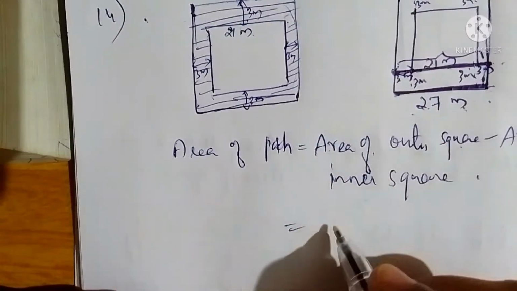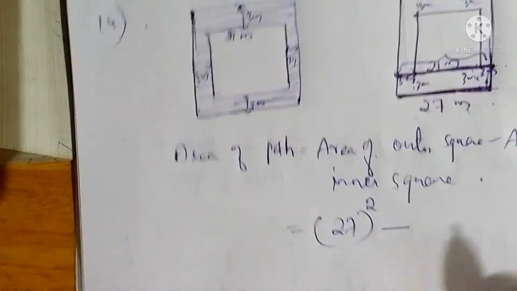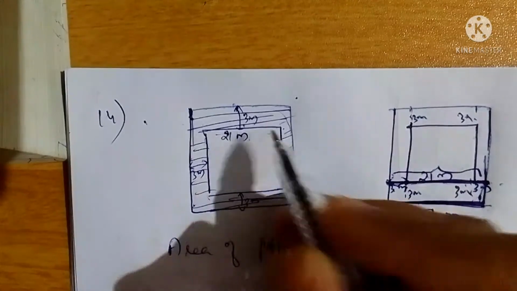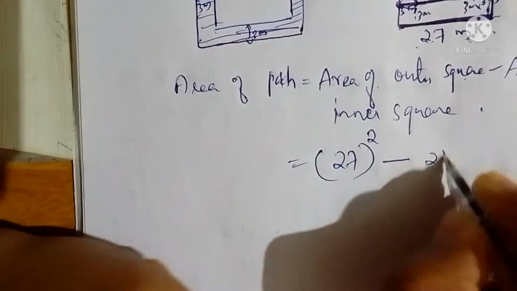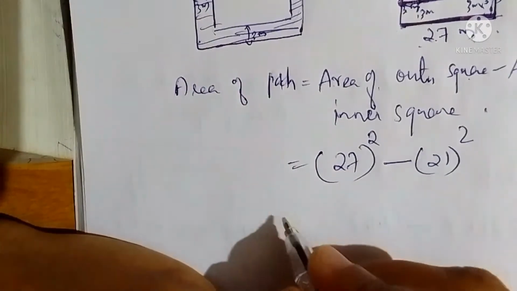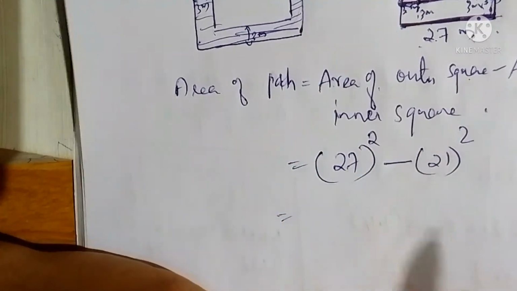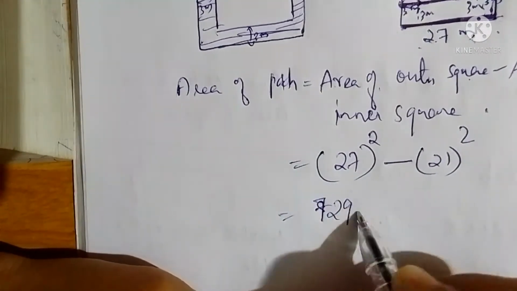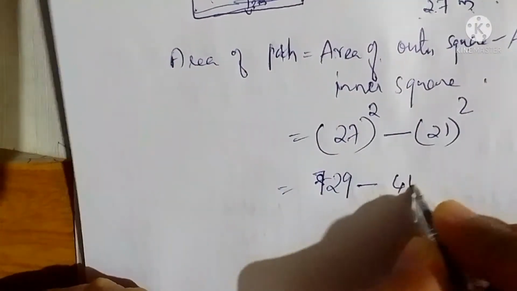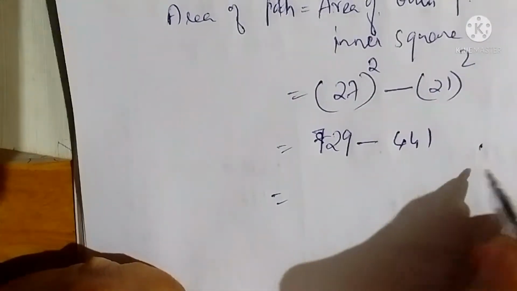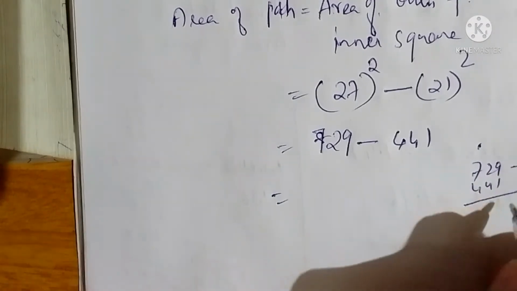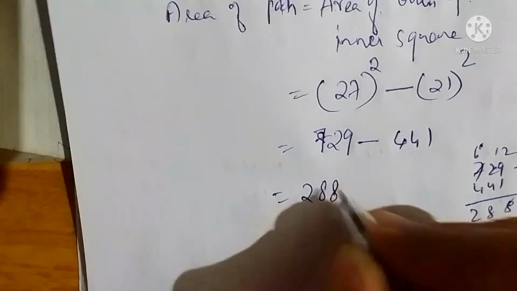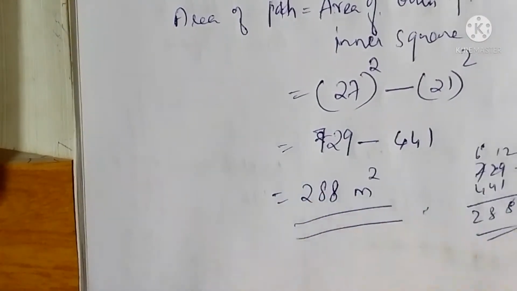So if the side is 27 meter, it is 27 whole square minus, now area of inner square, how can you find inner square or square field? Its side is 21 meter, so its area will be 21 square. Now you just find 27 whole square minus 21 whole square. 27 square is 729 minus 21 square is 441. Just subtract that too. 729 minus 441, you will get 288. So 288 meter square will be the area of path.